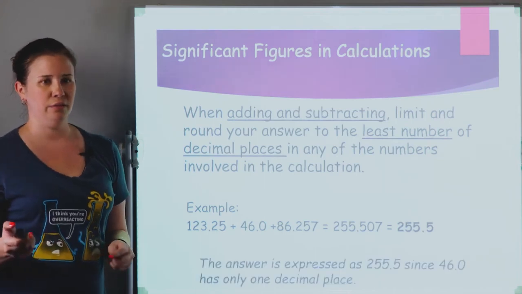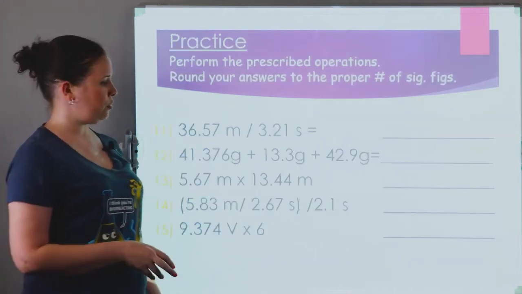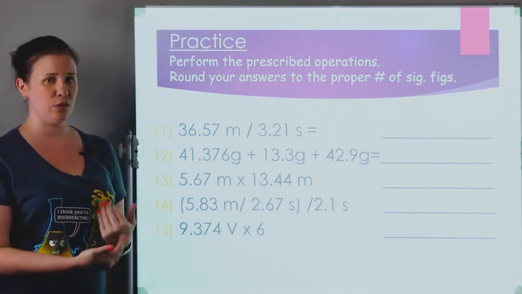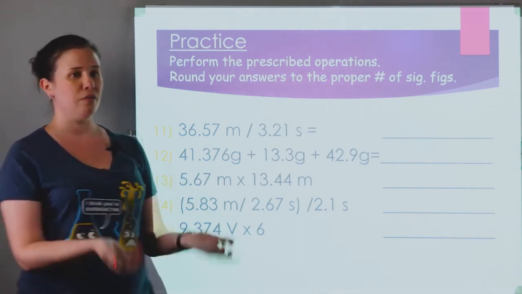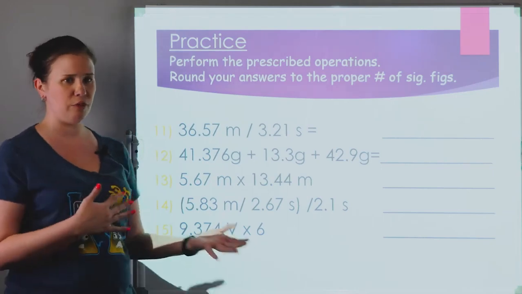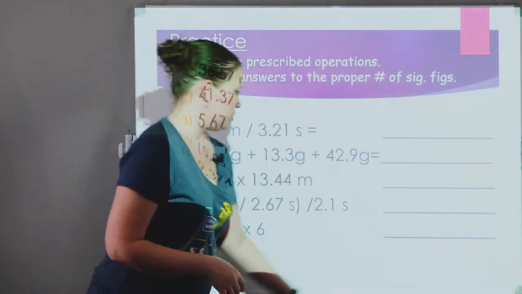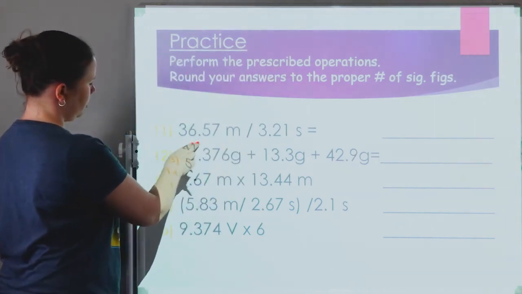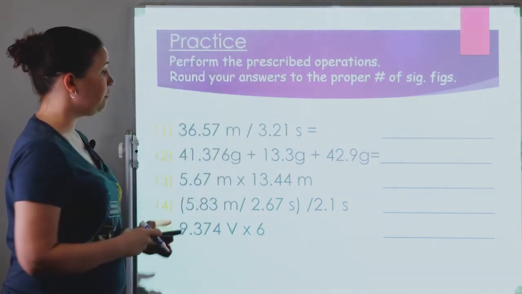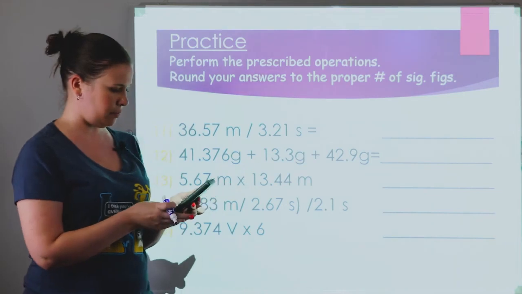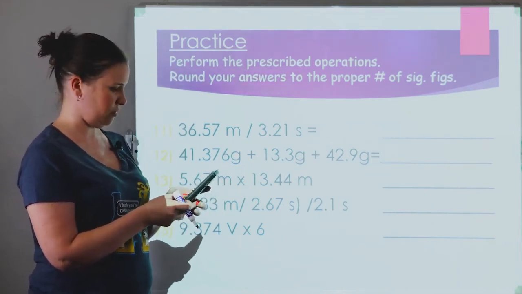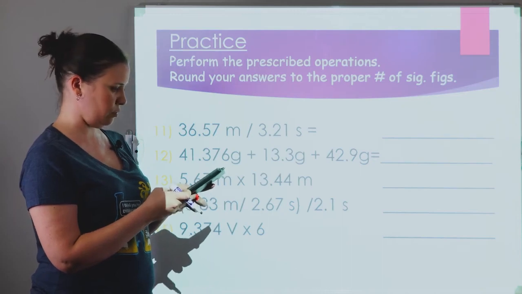All right. So let's practice a few calculations, and this is actually going to give us a little bit of practice with how units work as well. How to derive units, or how to get units that come from other numbers. So first, I have 36.57 meters divided by 3.21 seconds. So I'm going to go ahead and punch that in my calculator. 36.57 divided by 3.21.